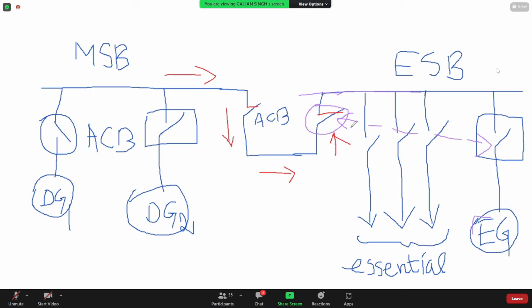And there is an interlock. If I'm asking you what is the interlock, you must say that whenever the emergency generator is feeding the emergency switchboard, it won't feed back to the main switchboard. So within 2 minutes, please draw this block drawing, block concept. All of you.